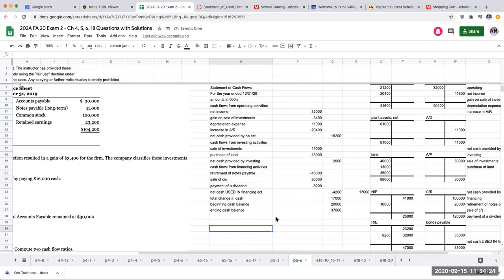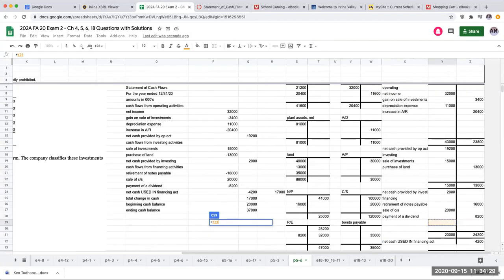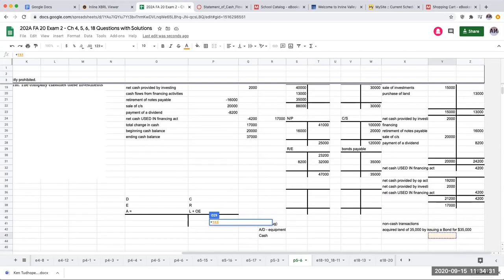Okay, the last thing I need to do as well is that I have to list out this non-cash transaction, which is right down here. So that's going to be my statement of cash flows.